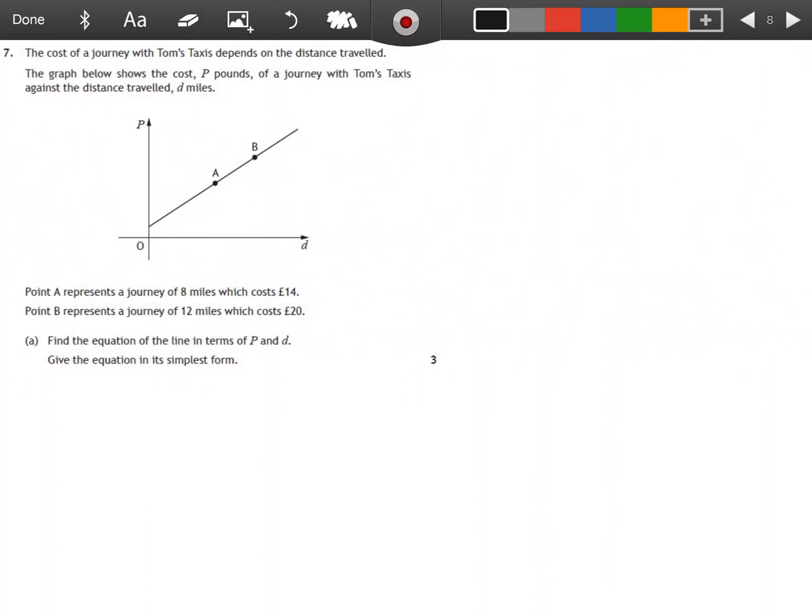Right, straight line graph. Find the equation of the line in terms of P and D. P is the pounds, D is the distance, and it works out the cost of a taxi journey. Right, okay. Find the equation of the line. It's mentioned find the equation of a line. As soon as it mentions that, you should be thinking y equals mx plus c.